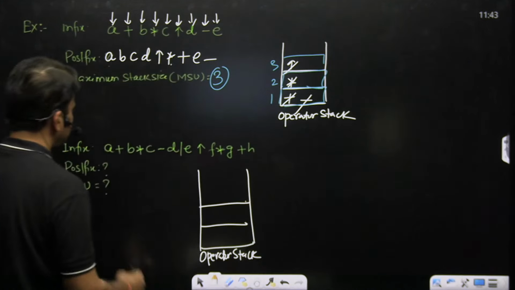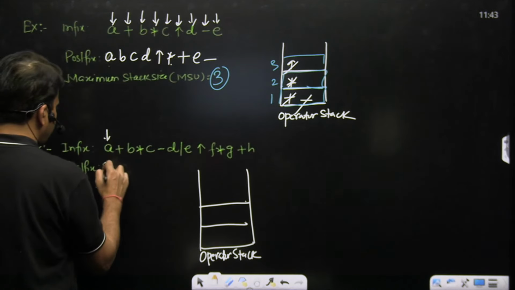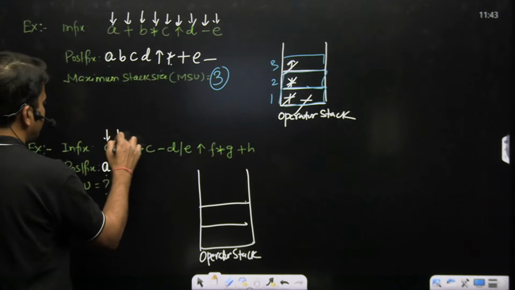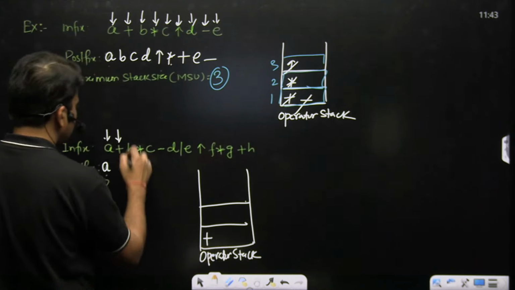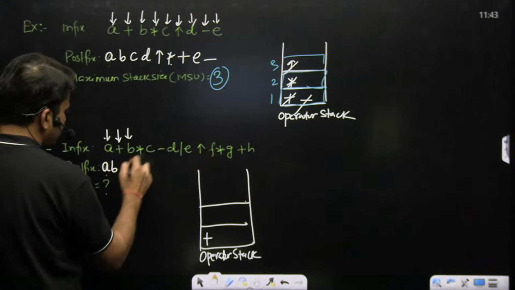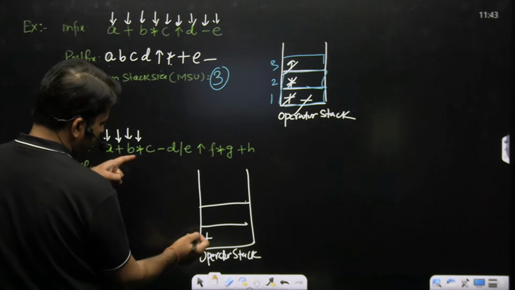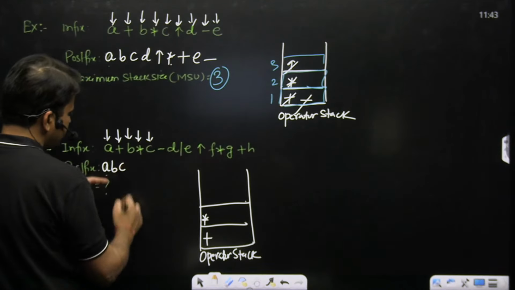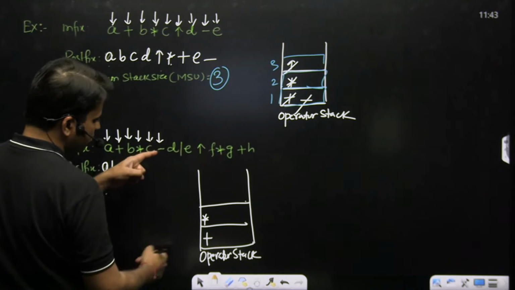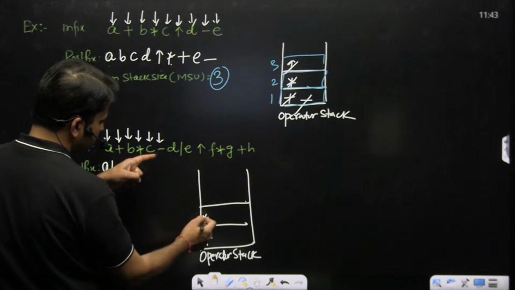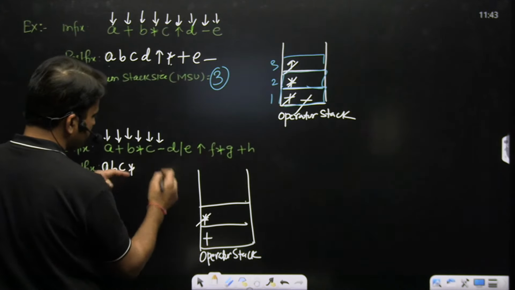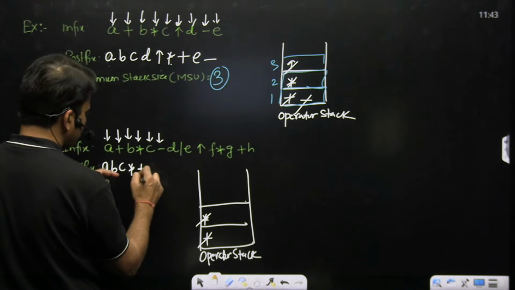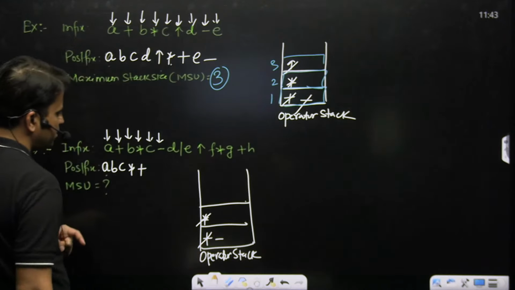So this is the operator stack. If it is an operand, write in the postfix expression. If it is an operator, push into stack. Again, this is an operand here. If it is an operator, star has higher precedence than plus, push into stack. C is the operand, and this is minus. Minus has lower precedence than star, so pop star, and because of left associativity plus also pops, and push minus into stack.